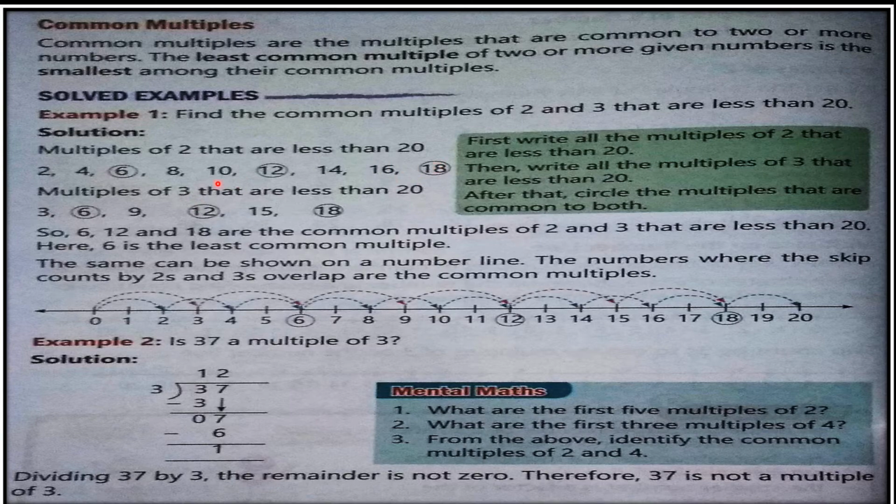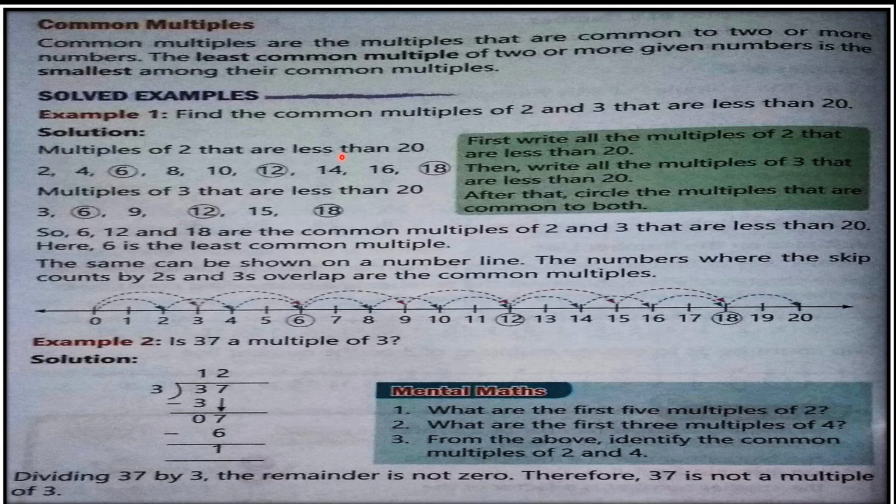These are all less than 20. Now multiples of 3 that are less than 20. So 3, 6, 9, 12, 15, and 18. Now we need to find out the common ones. You can see the circled ones are the common ones: 6, 12, and 18. These are the common multiples.